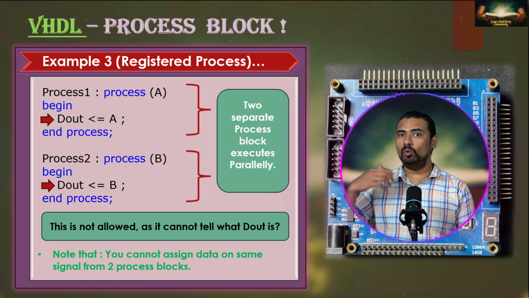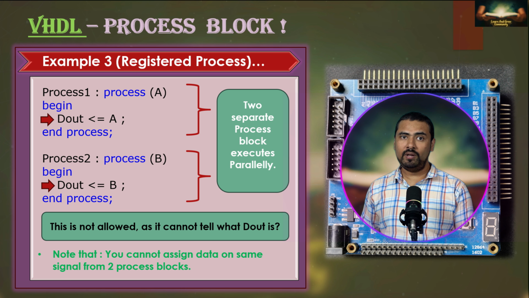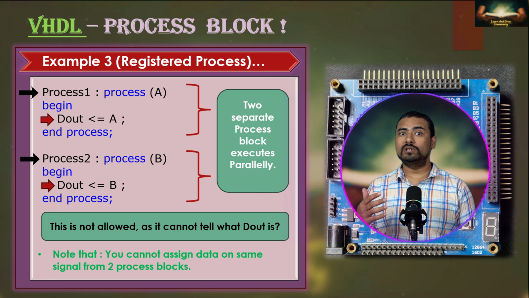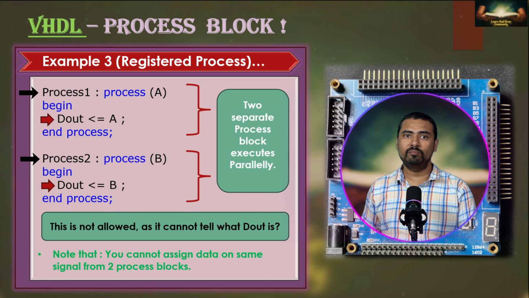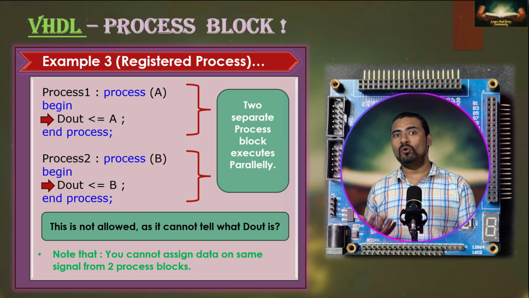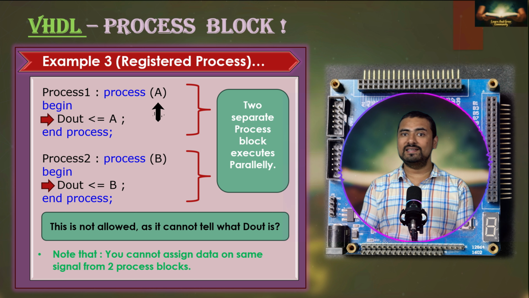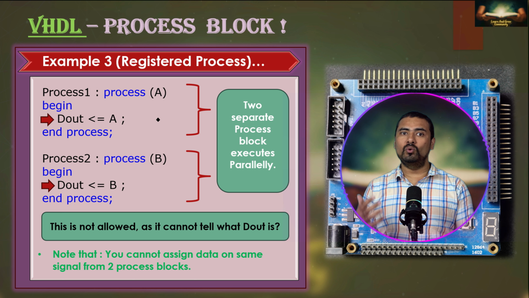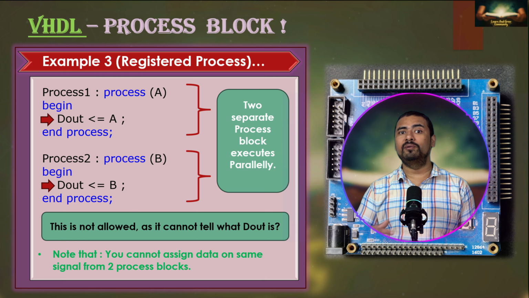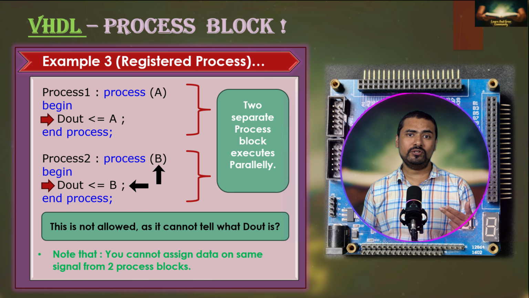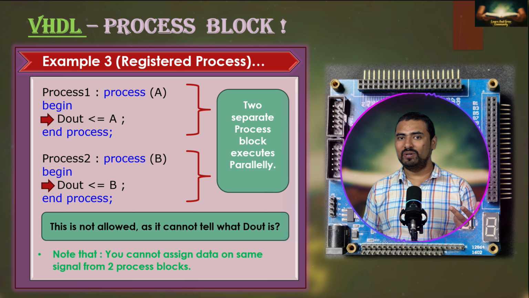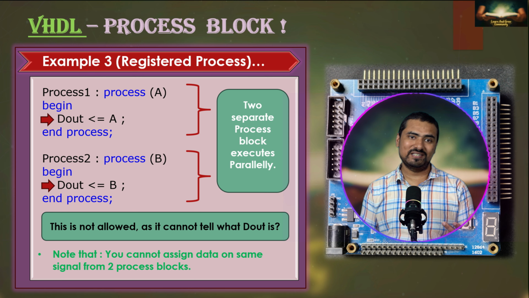Note that both the assignments are running at the same time because these two statements are written in separate process blocks which are executing concurrently. Now you may say that the execution of process blocks will only happen when the signals in the sensitivity list change. So if A changes, then Dout will get the value of signal A, and when B changes, then process 2 will execute and Dout will get the value of signal B. Let me know in the comment section if you are also thinking the same.